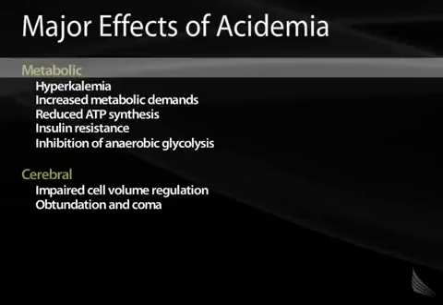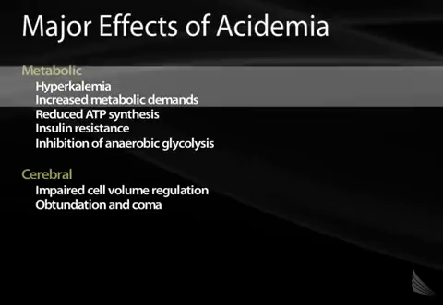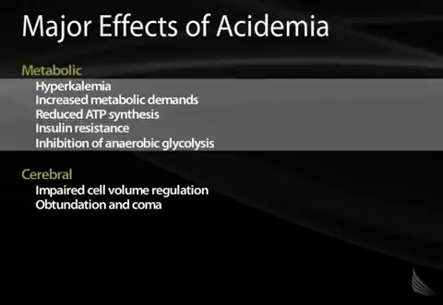There are important metabolic effects of acidemia as well. Hyperkalemia, due to impaired activity of the sodium-potassium ATPase, is often seen in the setting of low pH. There are also increased metabolic demands. However, there is inhibition of anaerobic glycolysis and reduced ATP synthesis. Therefore, supply-demand mismatch is common with regard to energy in the setting of acidemia.